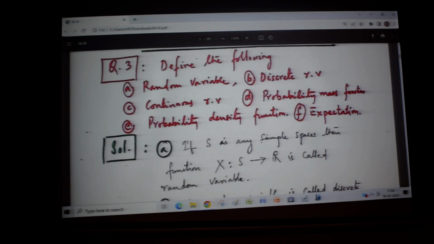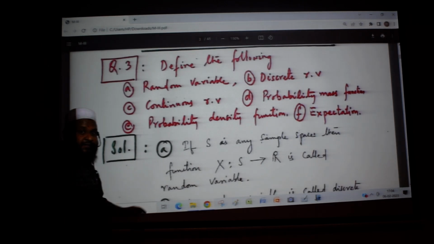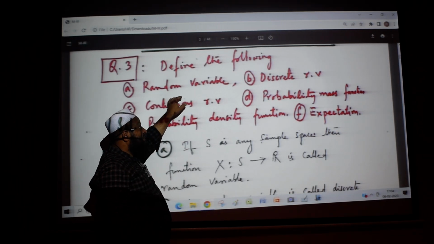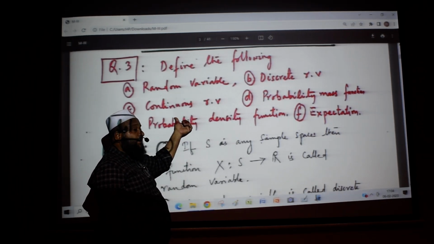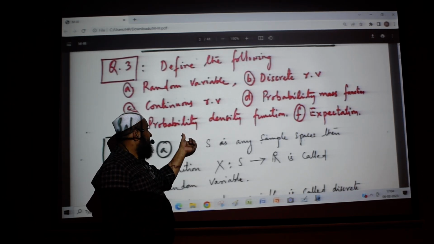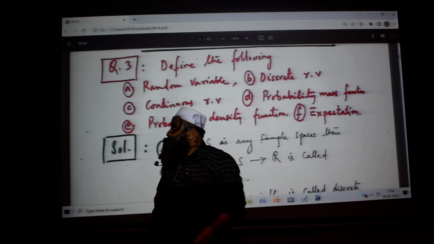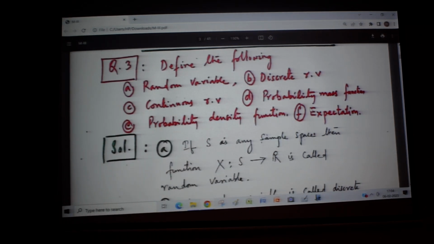Now we are at question number 3. Define the following: random variable, discrete random variable, continuous random variable, probability mass function, probability density function, and expectation. We are defining this.